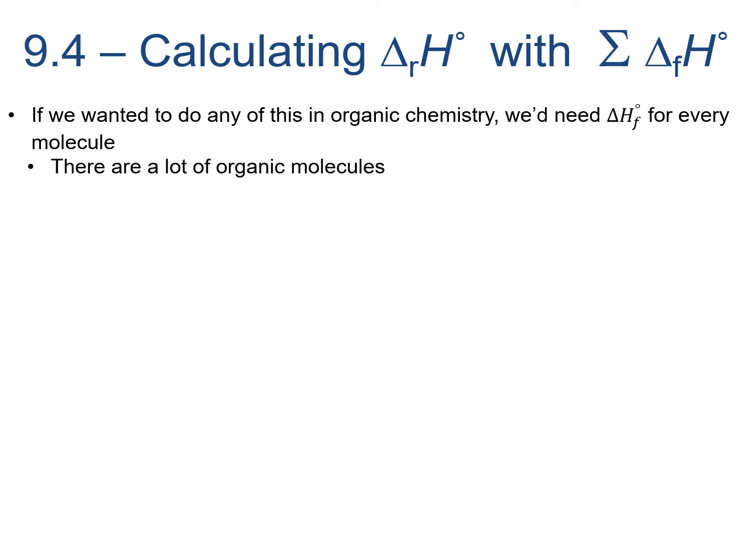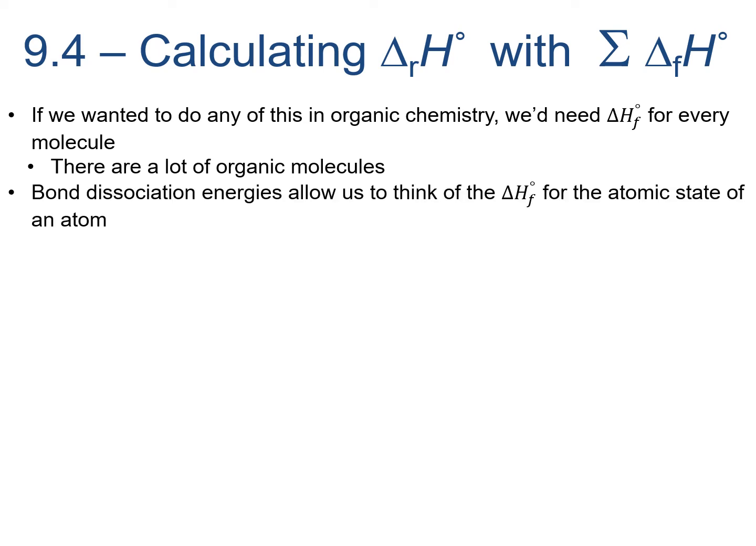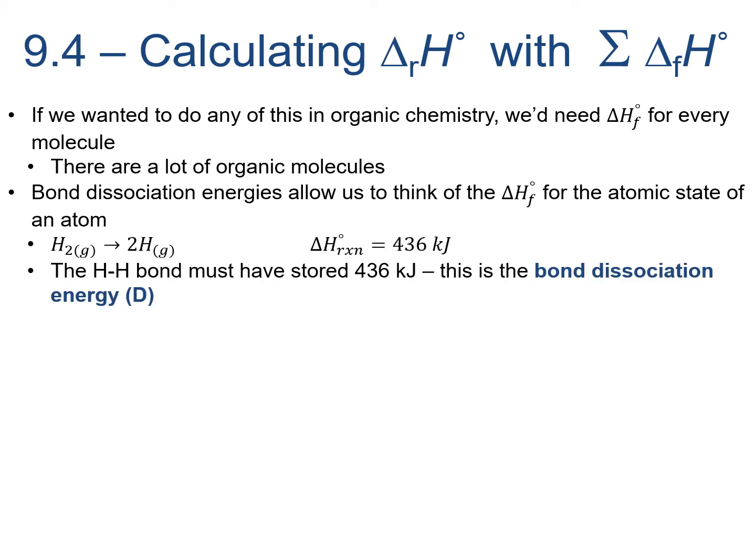Instead of trying to tabulate every single heat of formation for all possible molecules, we instead think about organic molecules' heats of formation based on the energy it takes to break individual bonds, called bond dissociation energies. For example, it takes quite a bit of energy to break apart a hydrogen molecule, about 436 kilojoules. But if we do get it apart, that difference in energy must have come from the hydrogen-hydrogen bond, meaning it is the bond dissociation energy, indicated with a D.